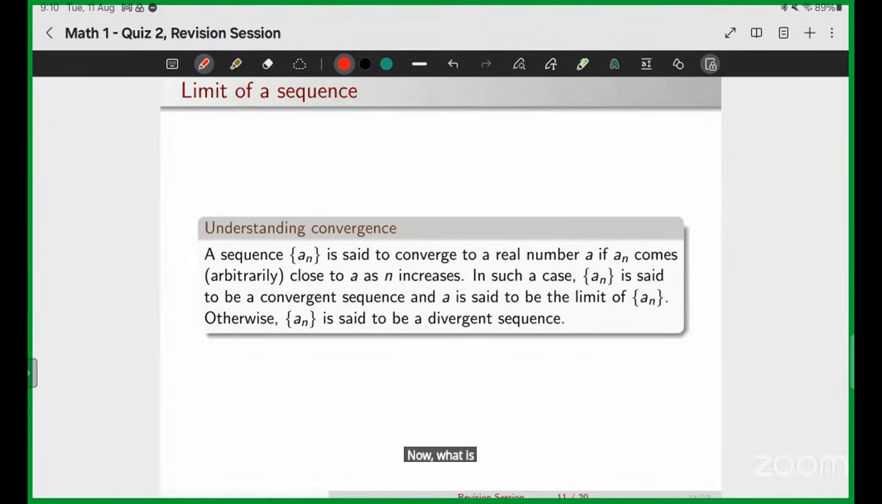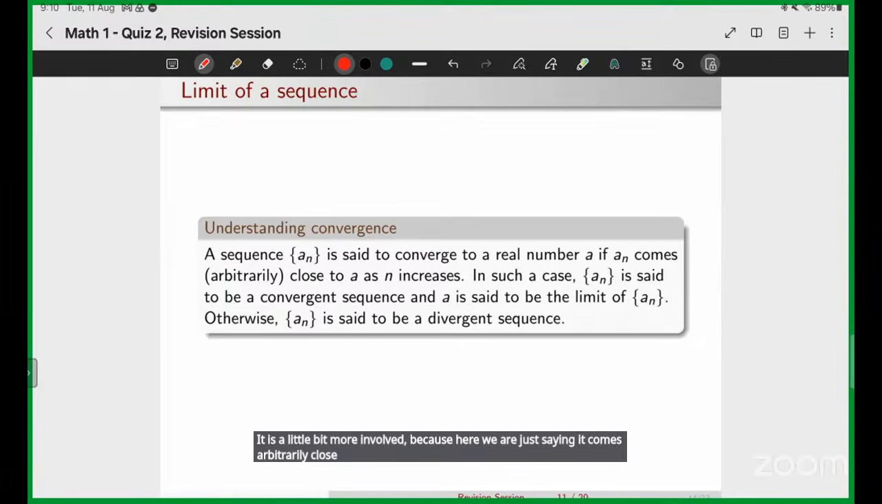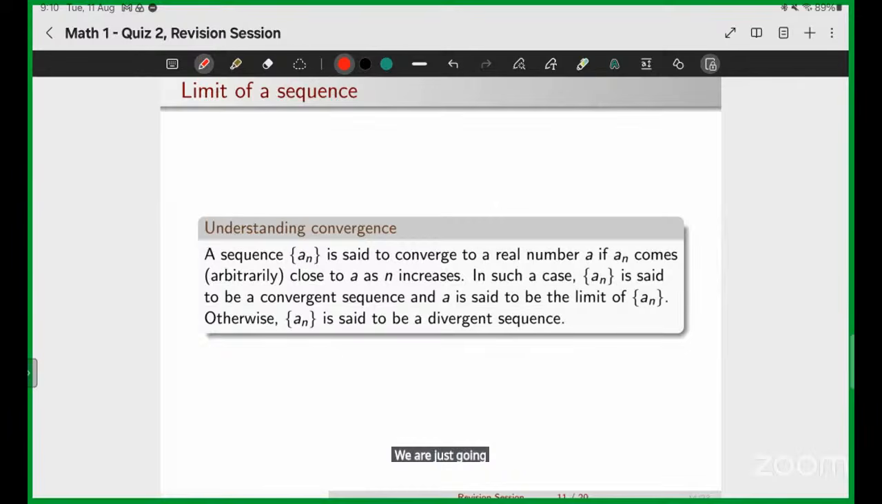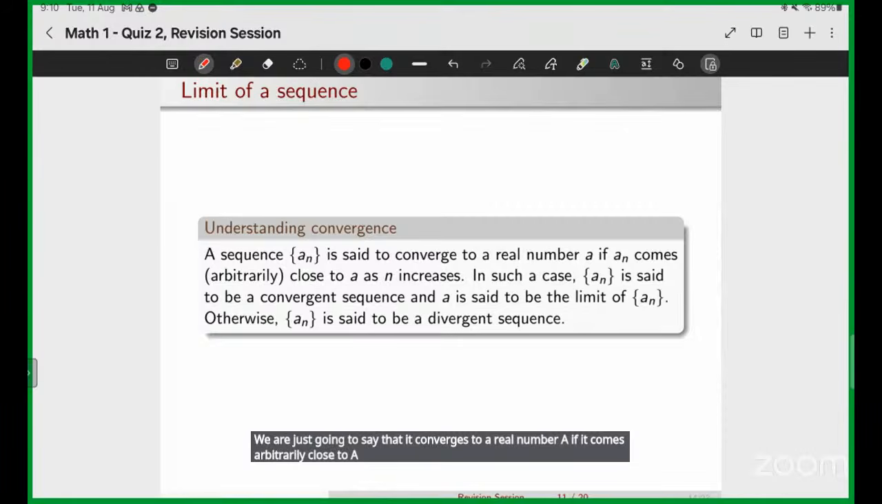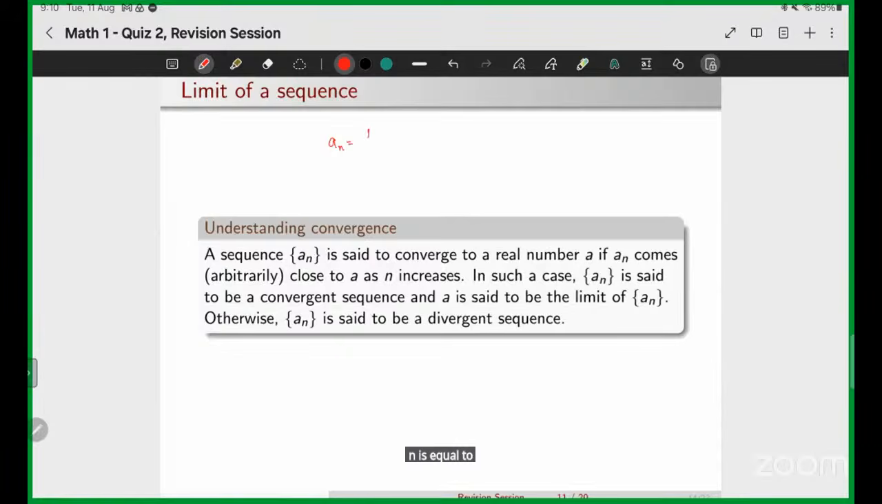Now, what is interesting is the limit of a sequence. The mathematical definition of a limit of a sequence is not this. It is a little bit more involved, because here we are just saying it comes arbitrarily close, but we are not going to go into that level of detail for this Math 1 course. We are just going to say that it converges to a real number a if it comes arbitrarily close to a as n increases. For example, take a_n equal to 1 by n.